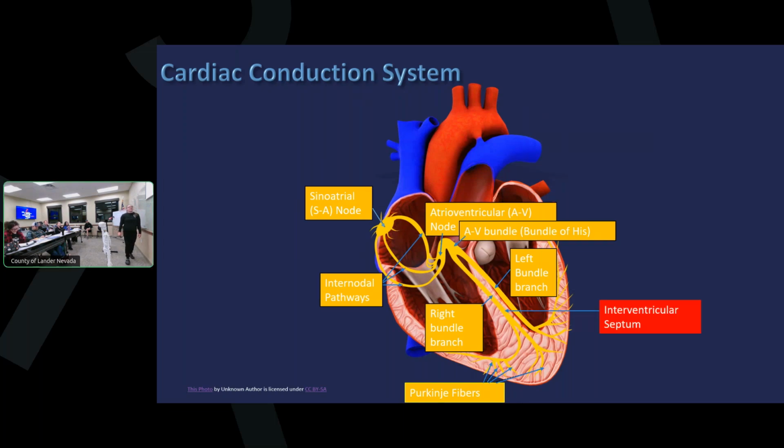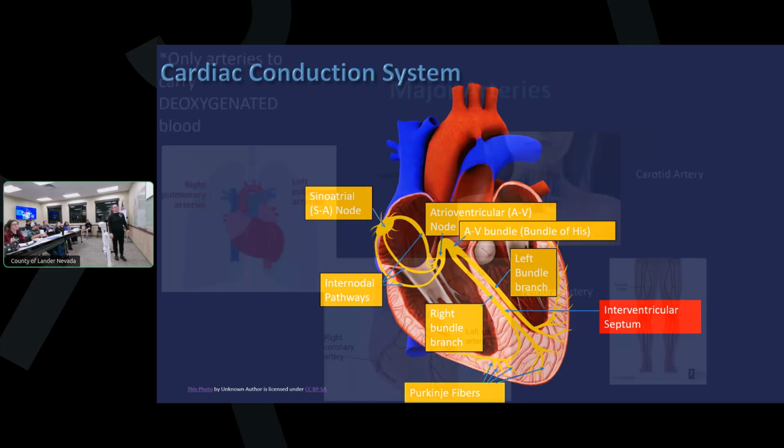Another thing that you might see is the interventricular septum. So inter meaning in between, right? Ventricular, ventricles. So interventricular, between the ventricles. That's our septum. Right here. So that might be on a test. Where's the interventricular septum? It's right there.